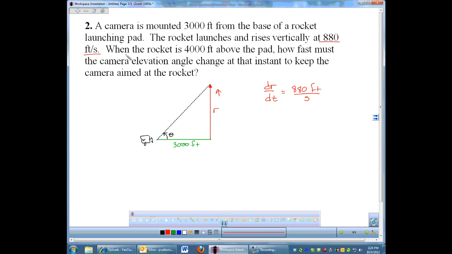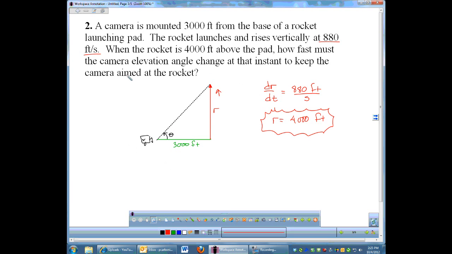Then we are looking at a point in time when the rocket is 4,000 feet above the pad. Now that's not always true. That's going to change. So I'm not going to label this 4,000 just yet. But I will make a note that we are looking at a point in time when R is going to be 4,000. I'm going to put a little flashy thing around that to remind me not to plug it in yet. Let's see, how fast must the camera angle change to stay fixed on the rocket?